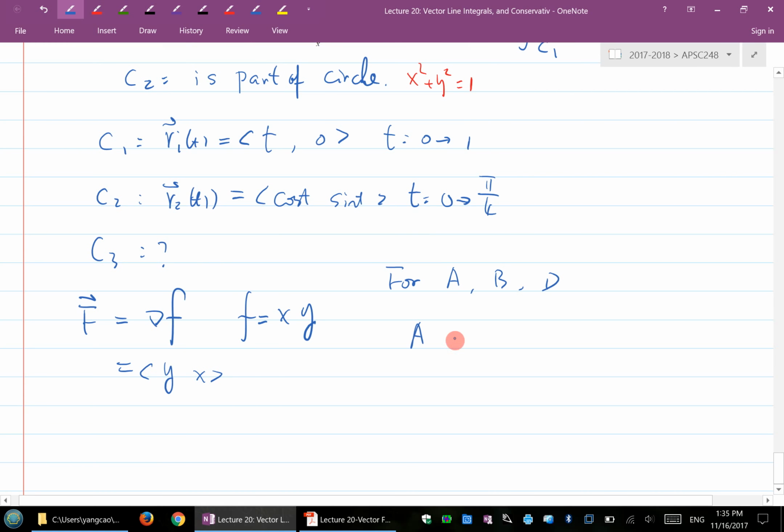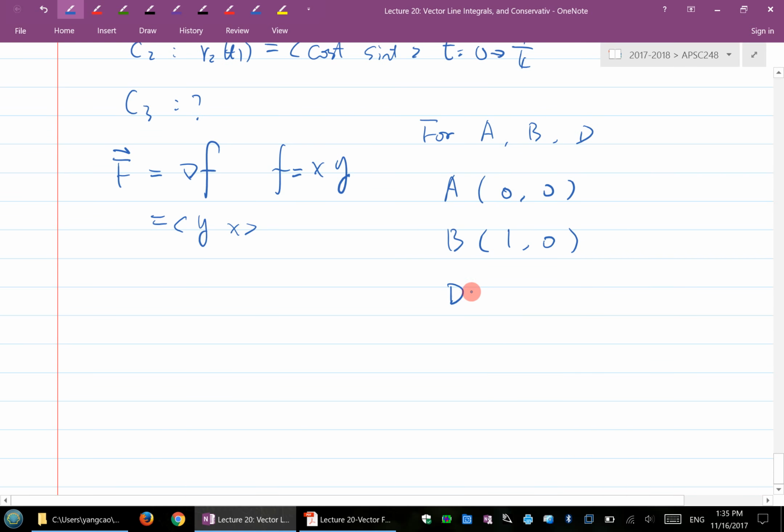So what's the coordinate A? It's 0, 0. That's pretty simple. Coordinate B is 1, 0. Yeah, x equal to 1, y equal to 0, right? Yeah.